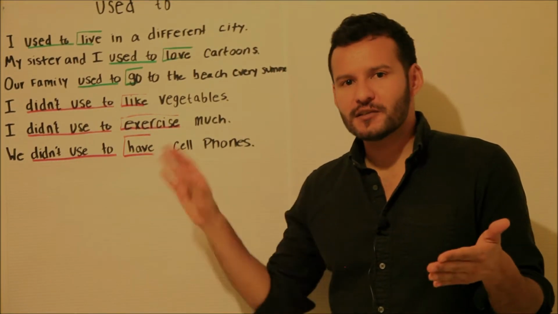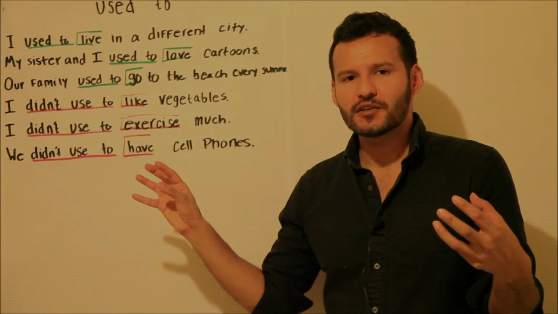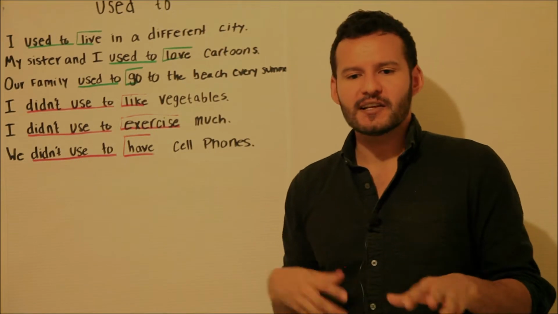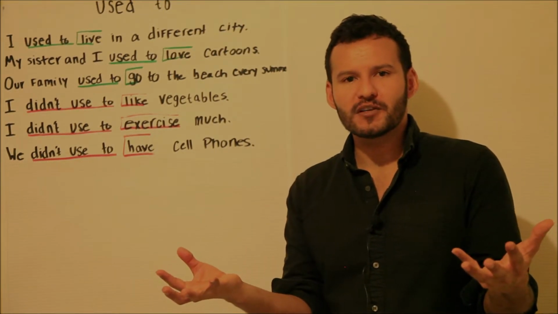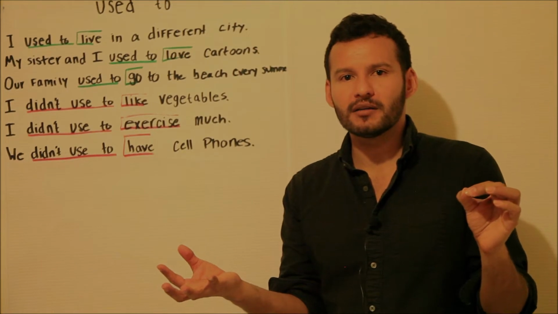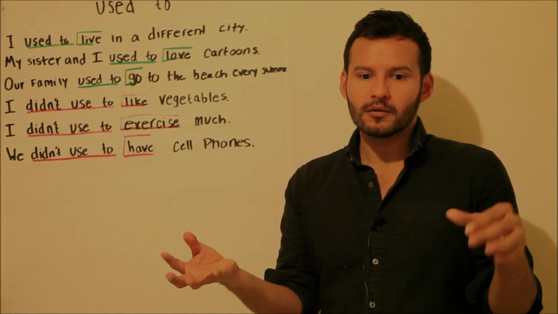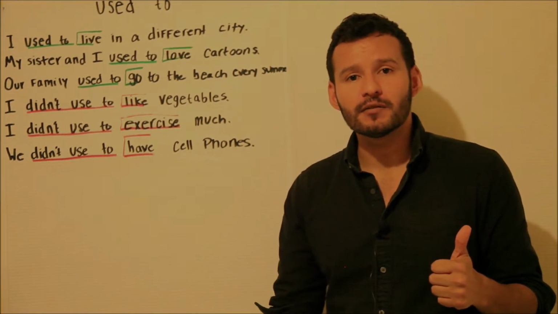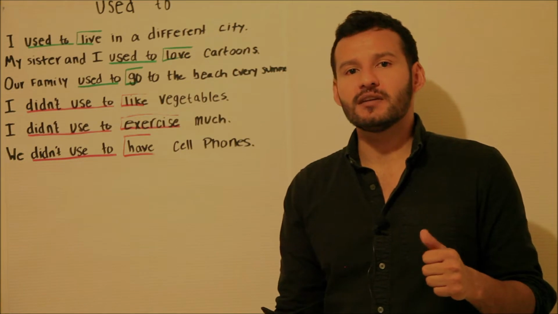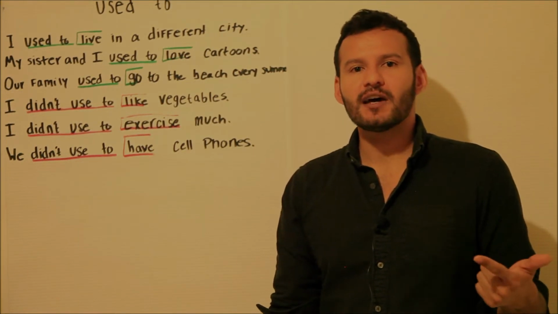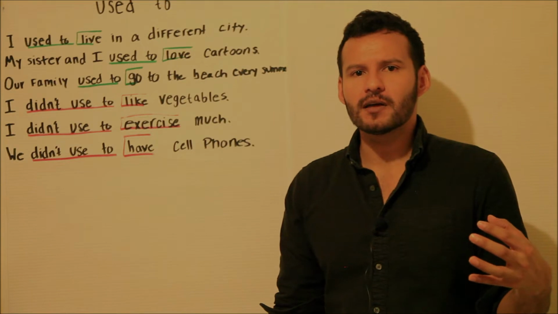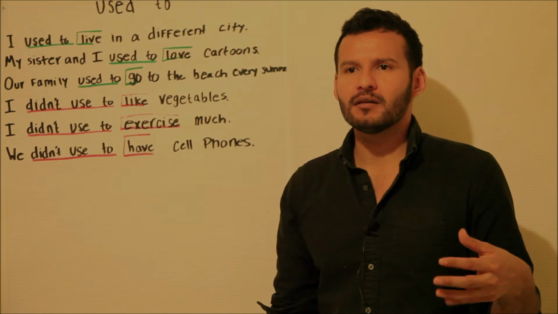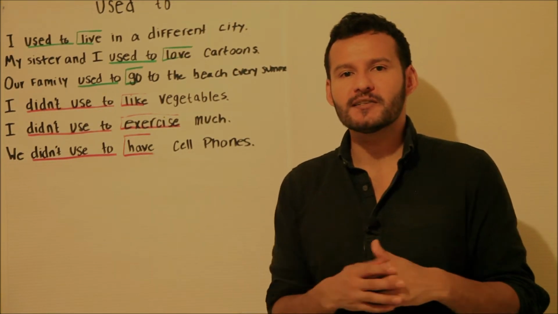And because we use this particular structure only to talk about situations in the past, it is always conjugated in the simple past. So as an example, to show you how we use this particular structure, let me tell you a little bit about my childhood. So when I was a child, my life was very different. So for example, I used to live in a different place. Specifically, I used to live in California. My sister and I used to love watching cartoons on Saturday morning. And in the summer, my family and I used to go to the beach every summer, basically.